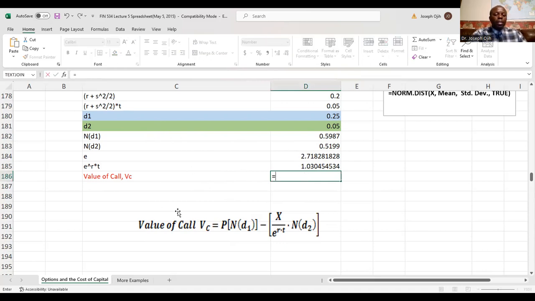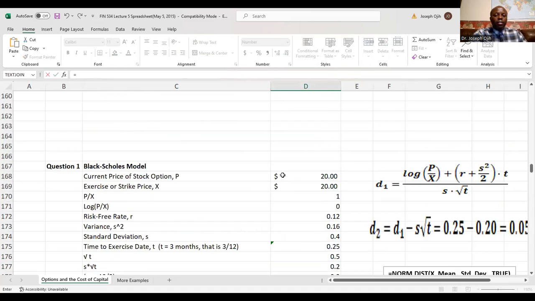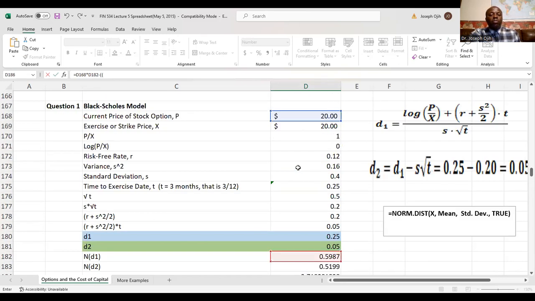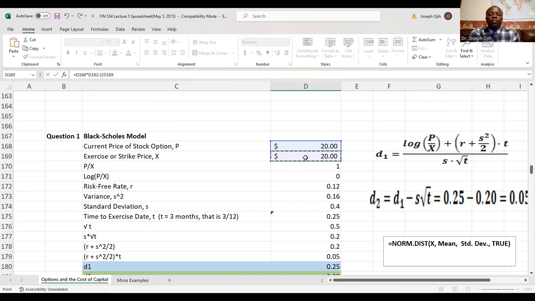Equal. P is the stock price here, times ND1, this is our ND1 right here, minus, in parentheses, we got X over E to the power RT, so I'm going to put another parenthesis here. Our X is the strike price.